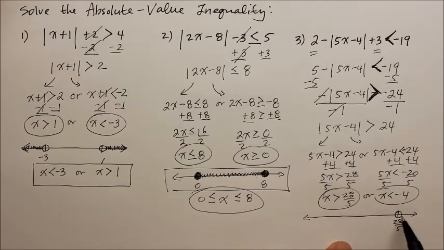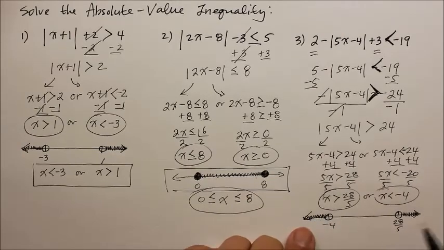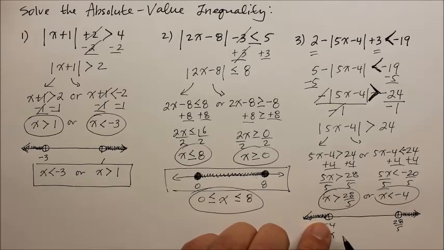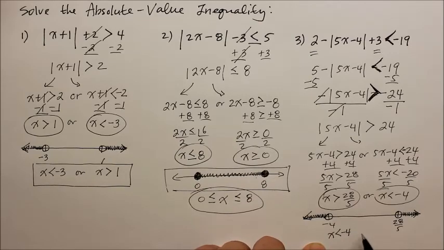X is greater than. Greater than means to the right, you shade. Now this one's negative 4 on the left side. There's no equal sign, so it's an open circle. X is less than. Less than means to the left. Okay, sounds like some sort of a song. To the left. Now how do you write the numeric answer for this guy? You match it up with the number line. X is less than negative 4, or x is greater than 28 over 5. That becomes your numeric answer. I'm out of here. Good luck.